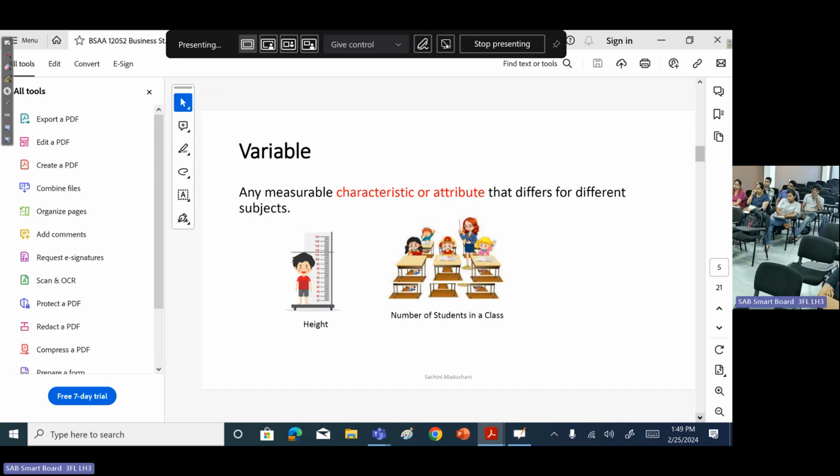Variable means what? Any measurable characteristic or attribute. Your weight can be measured numerically. That is a variable. Your height is a variable. Your gender is a variable too, a characteristic. So a variable means a measurable characteristic or attribute. Just to be clear.